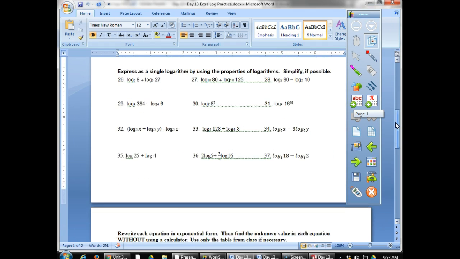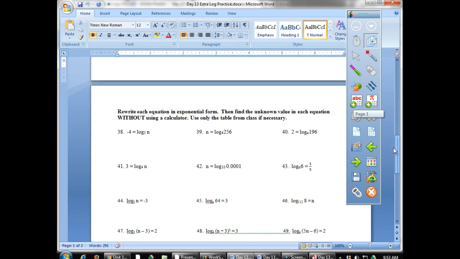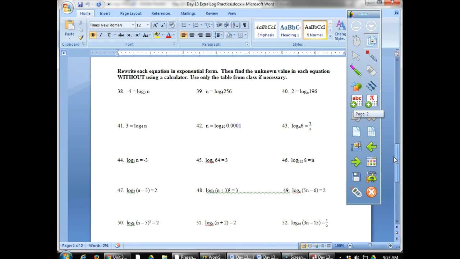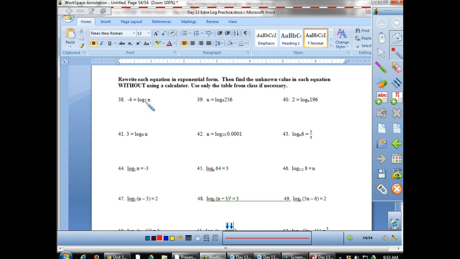I want to make sure I have time to do some from the next little section because they get kind of challenging. Now these are ones where you're going to rewrite and solve. So you can see it's kind of sectioned out, and every little section requires a different skill. This kind of combines a lot. So I'm going to rewrite using my conversion. So I'm going to go 3 to the negative 4 is equal to n.